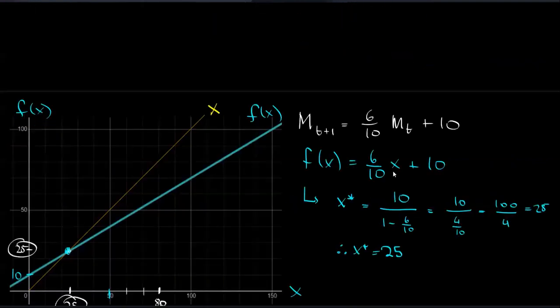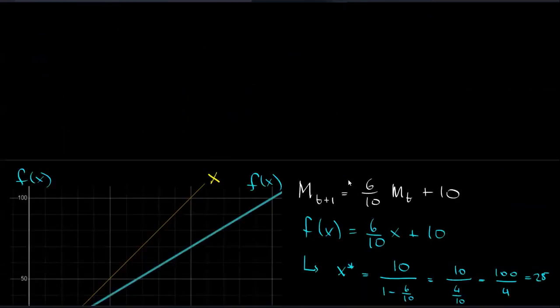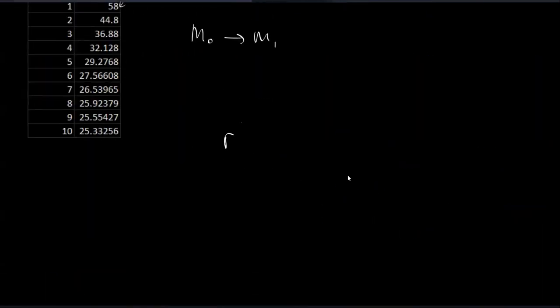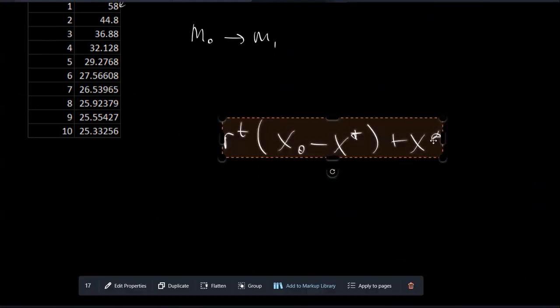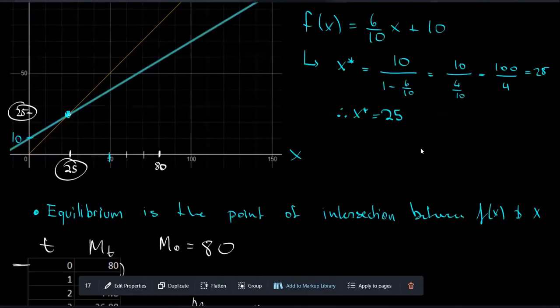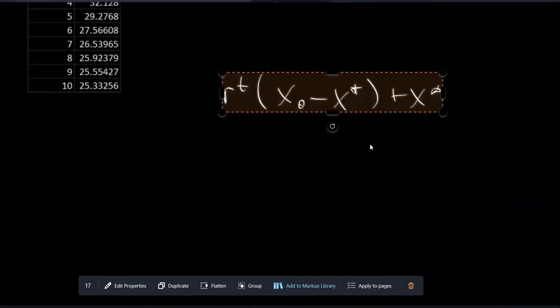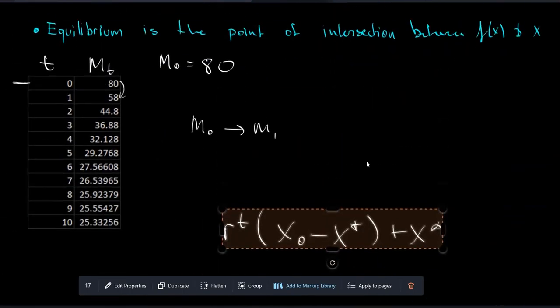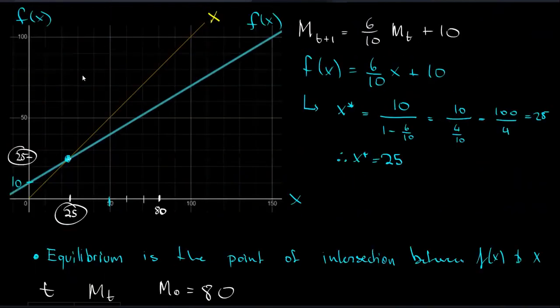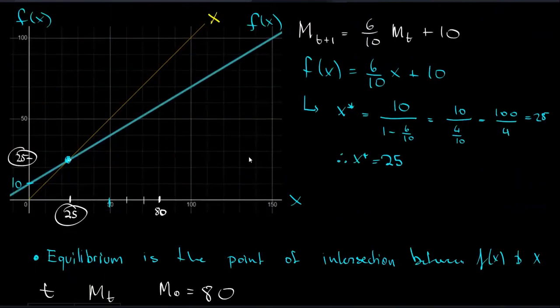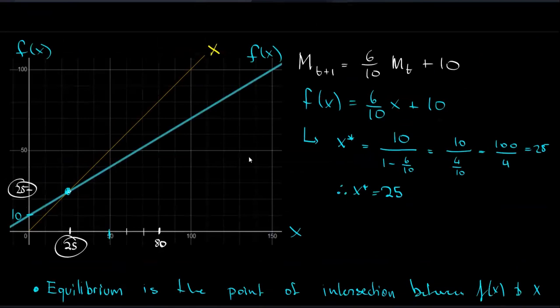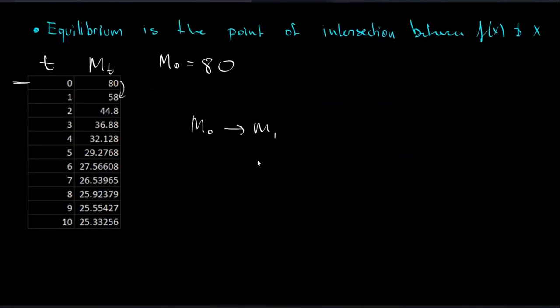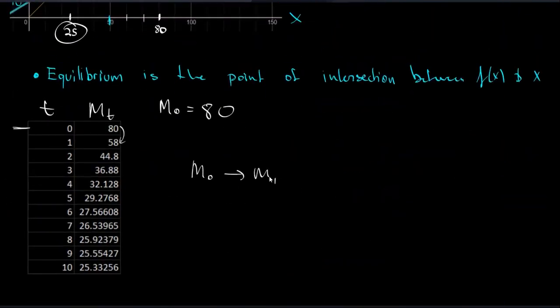Well, what you could say is, we have this convenient function that we have derived, of the form r to the t times x naught minus x star, plus x star. But this is only valid for a particular case of updating functions, which happens to be the one we're dealing with. But I want to use the more general approach because we'll see that cobwebbing is valid for any kind of function. You don't have any restriction on what kind of updating function you're dealing with. It'll be valid for any kind of system you want to do.